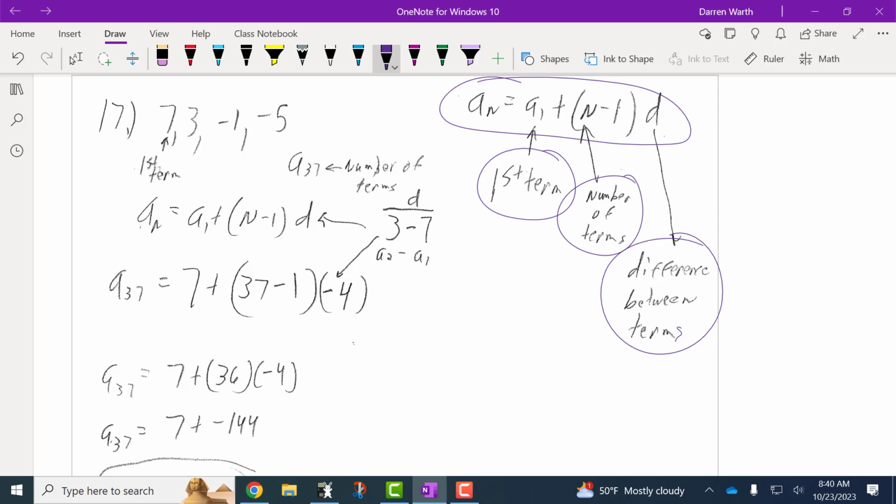So notice this right here, this 7 is my first term. So that is my first term. It wants me to find a sub 37, so that is the number of terms. So that is going to be your n. So there's your n. This is your first term, which is a sub 1.